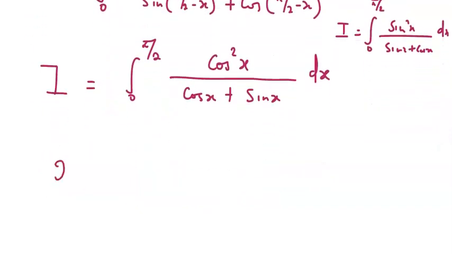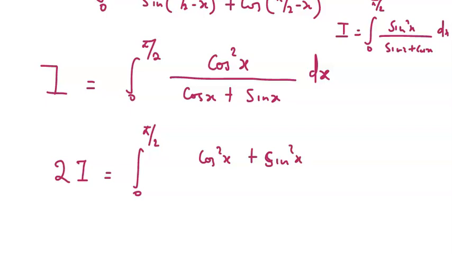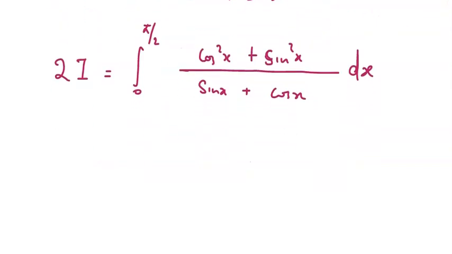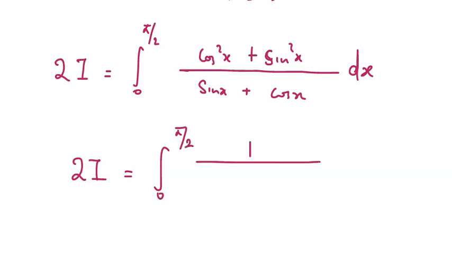So I plus I, we get 2I equal to the integral from 0 to pi by 2 of cosine squared of x plus the sine squared of x, then divided by the sine of x plus the cosine of x, and then we have our dx. So now take a look at the numerator. We have something really cool, and we know that the sine squared of x plus the cosine squared of x is 1. So we're going to have the integral from 0 to pi by 2 of 1 all over the sine of x plus the cosine of x, and then we have our dx.